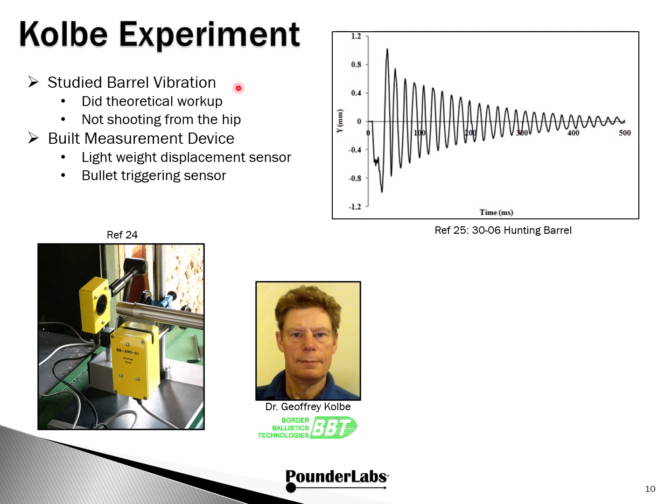Kolbe studies rimfire barrel vibration, and does theoretical work up so he has some viable models. He built the following apparatus. This measures vertical displacement with a very lightweight sensor, and this senses when the bullet travels out the barrel.